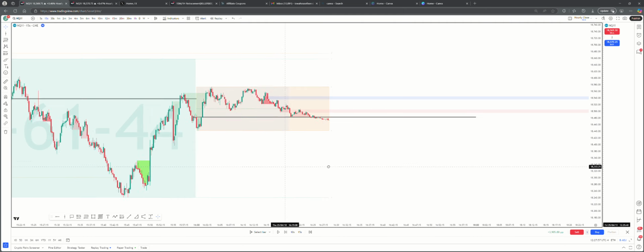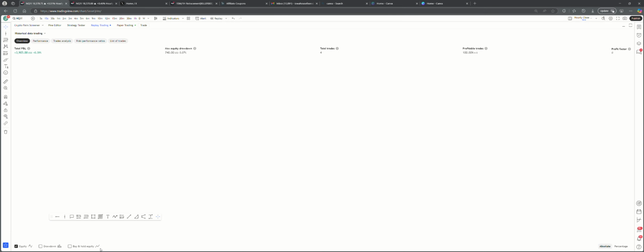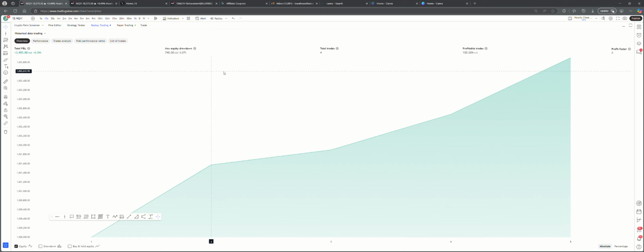Oh, it looks like our day is done. Okay, let's see what our results are. We took 4 trades. We had a 100% win rate. Of course, that doesn't always happen, but great that it did. We made $3,900 from one NQ contract for yesterday's price action. Pretty exciting.